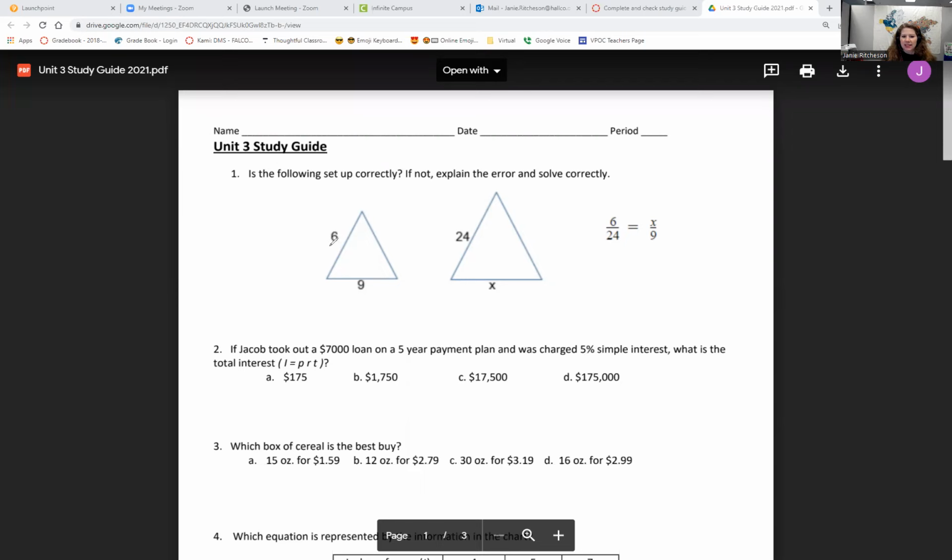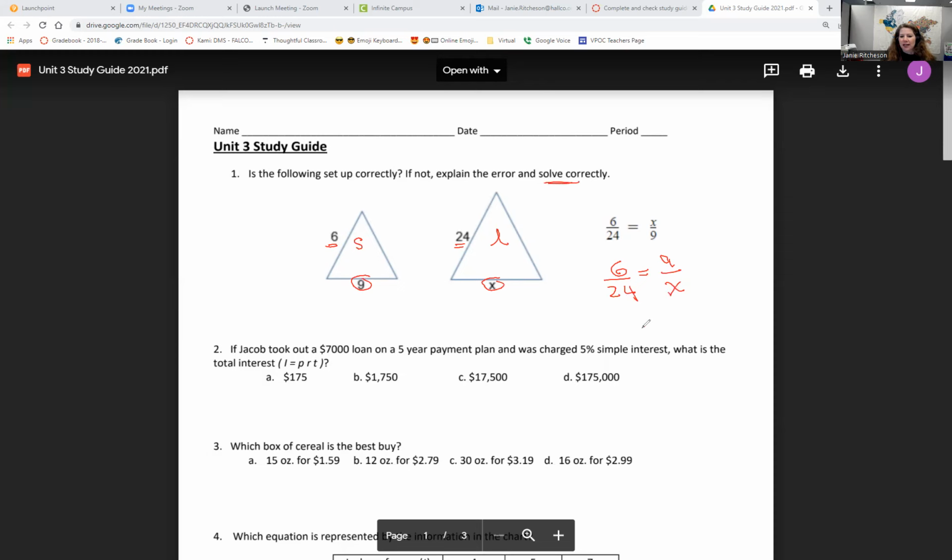So they put 6 over 24, which is fine. So we have small triangle over large triangle. Why am I saying rectangle? Small over large for the first one. So the second one must also be set up small over large. So this is not set up right. So if they're going to do 6 over 24 for the first ratio, they must do 9 over x for the second ratio.